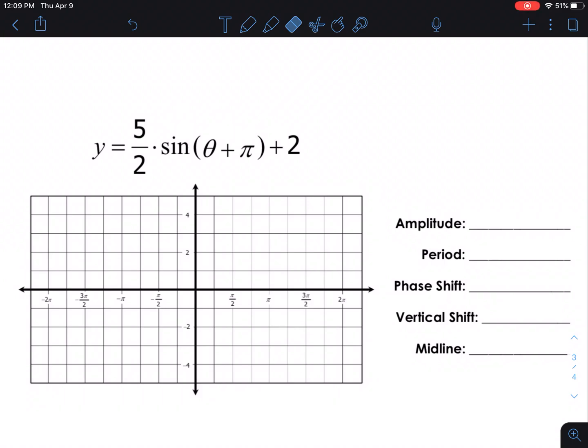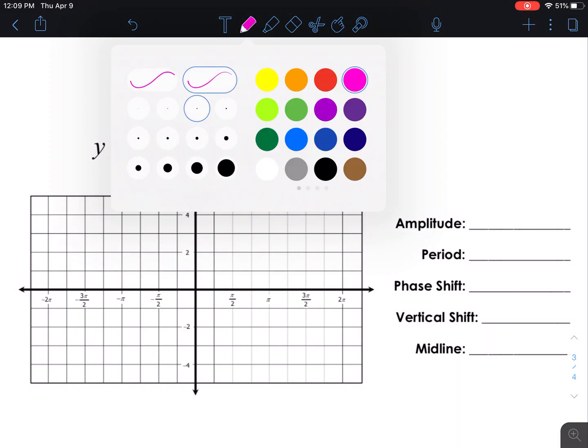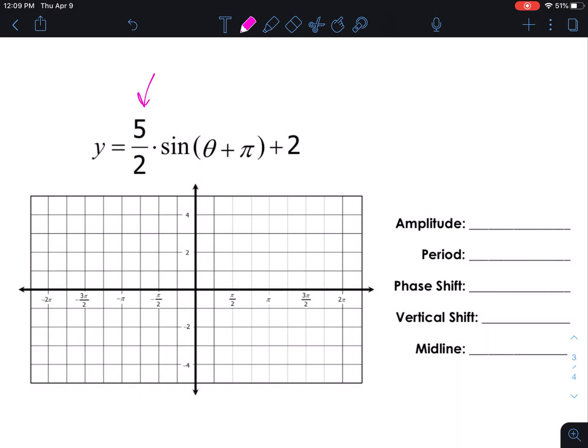All right, so this is one more example with phase and vertical shifts incorporated. This last one is a sine function, and let's just go through it. Our amplitude here is 5 over 2, or 2.5. Our period here, there's nothing written in front of the parentheses, so the period actually hasn't changed. So for sine, that's going to stay at 2 pi.